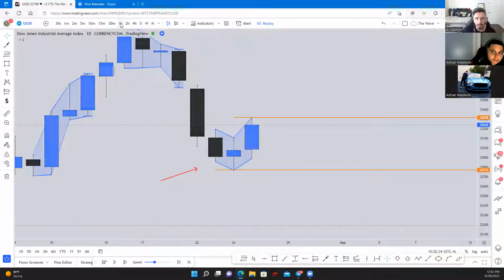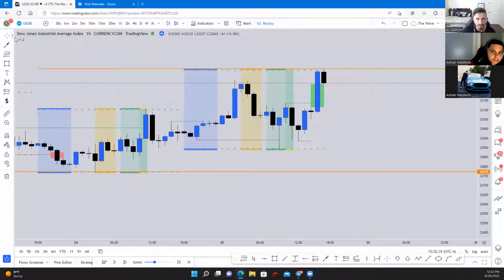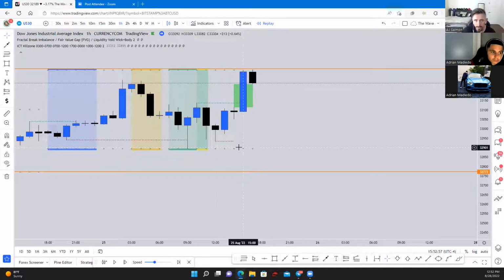So we'll drop down to the 1 hour. The indicator I have here is called ICT kill zones. You have your Asian session, London in yellow, and New York in green. On the hourly, you want to get your price for midnight New York time the previous day. It'll be 00:00.